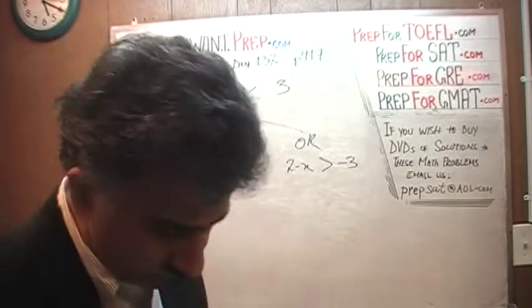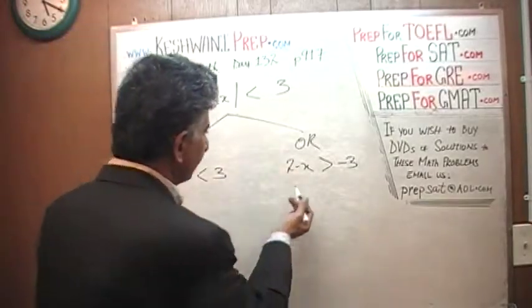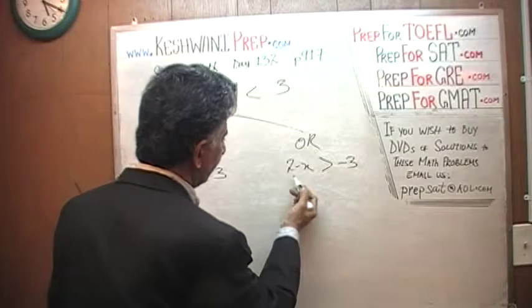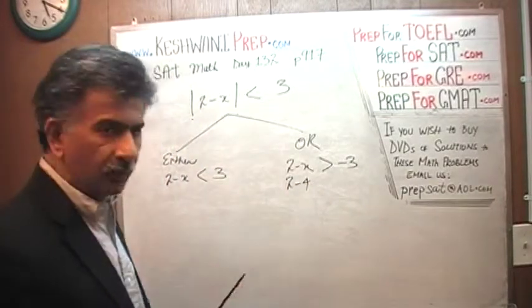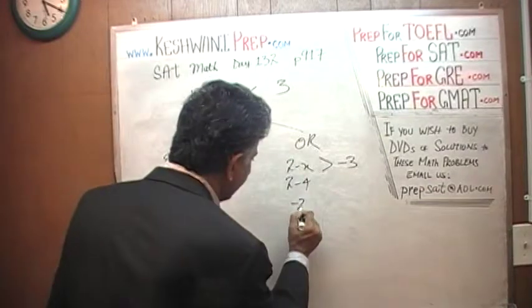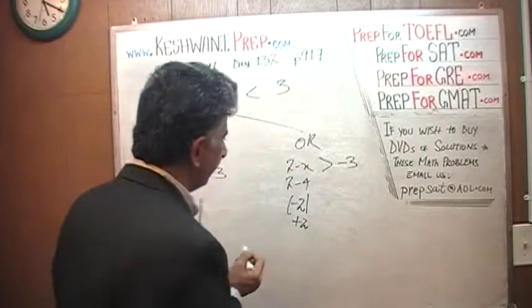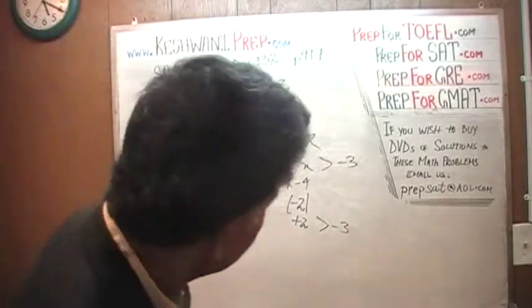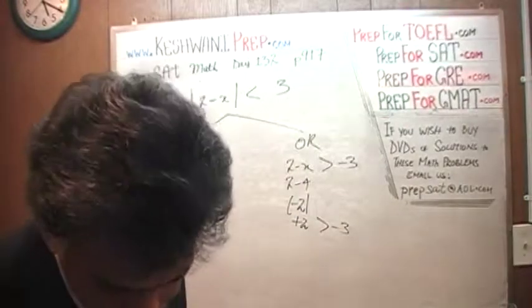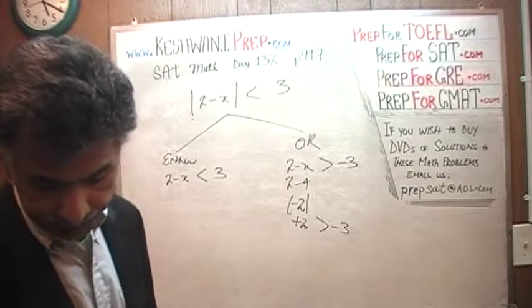For example, if x turns out to be, let's find out something here that makes it negative. How about 2 minus 4? You see, 2 minus 4 is negative 2, and the absolute value of negative 2 is positive 2, and positive 2 is more than, this should have said more than negative 3.